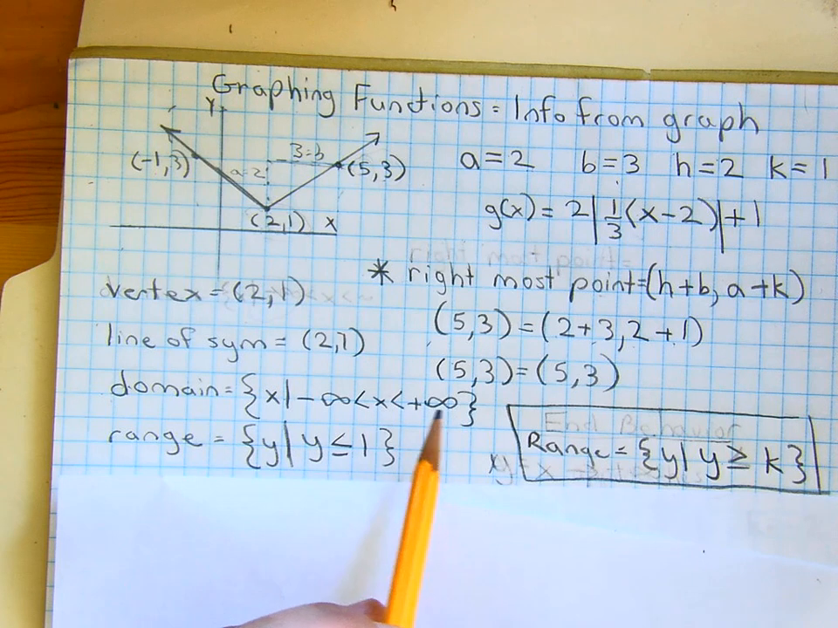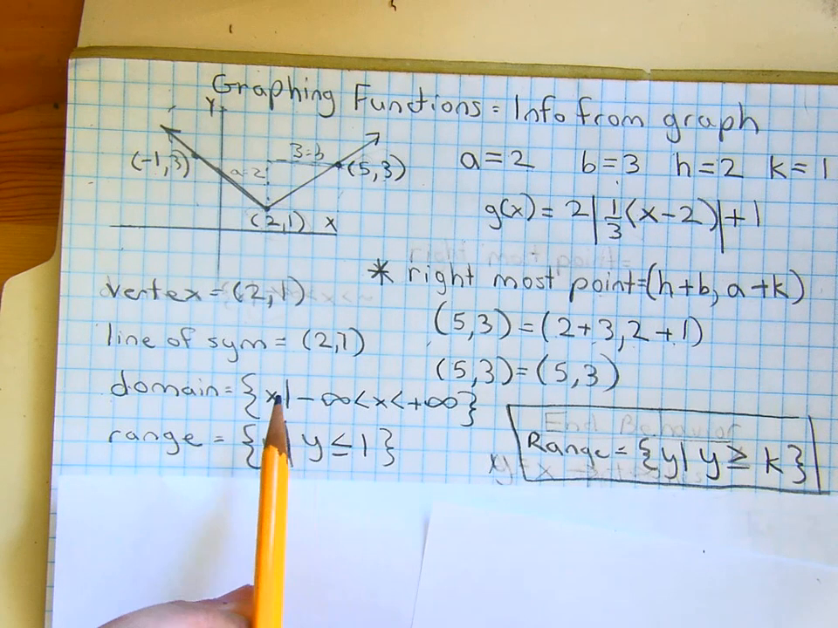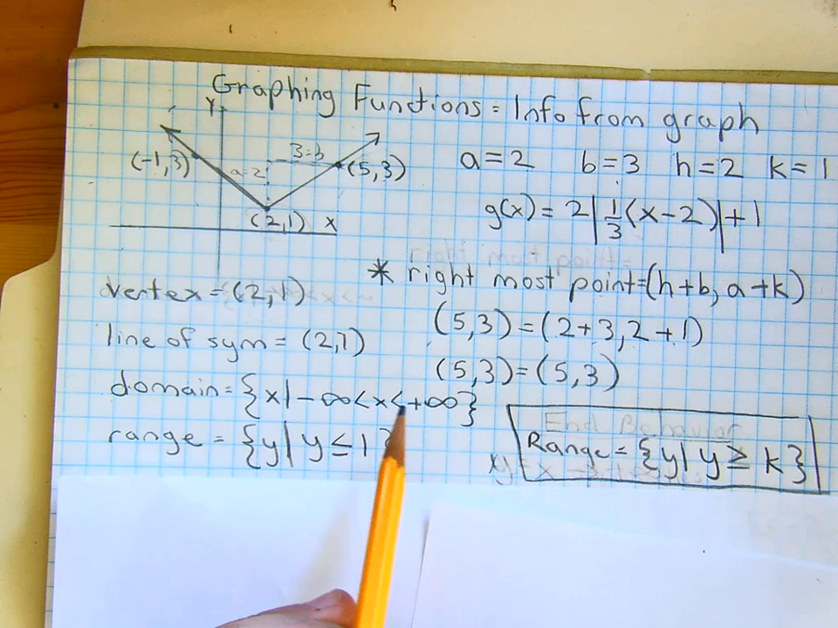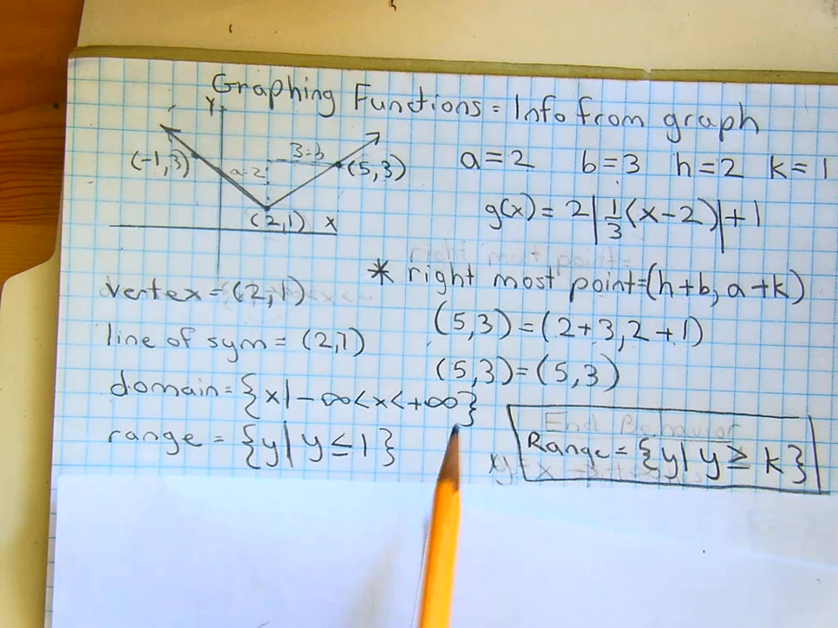All real numbers basically for x. X is greater than all negative infinite numbers and less than all positive infinite numbers. Basically all real numbers. Range, though, does something a little different.